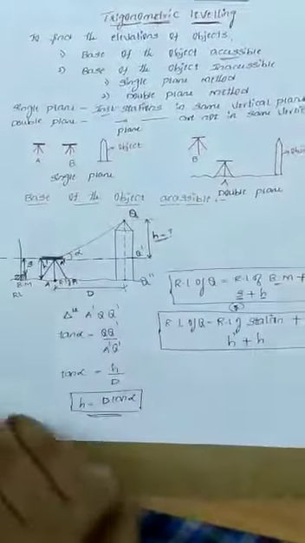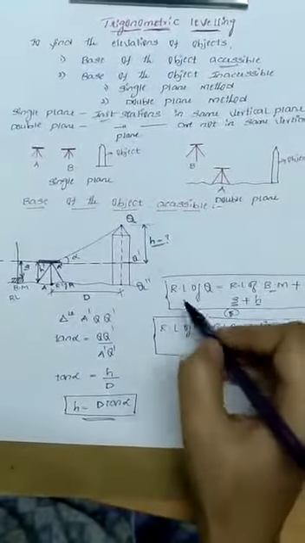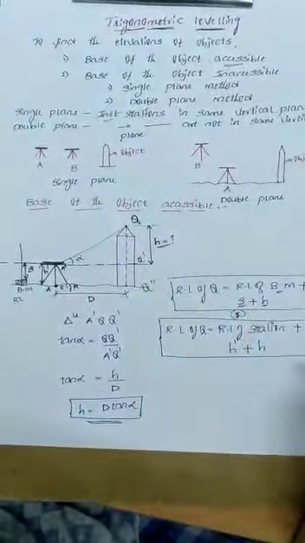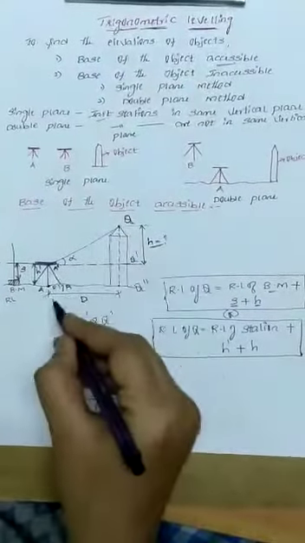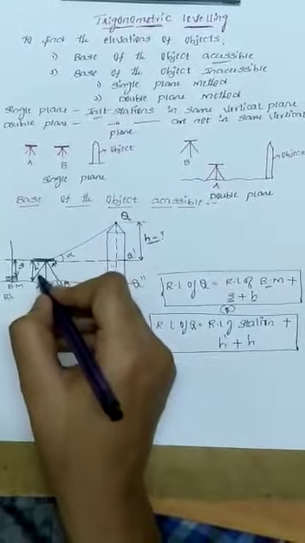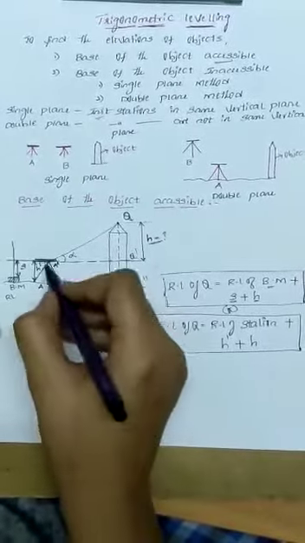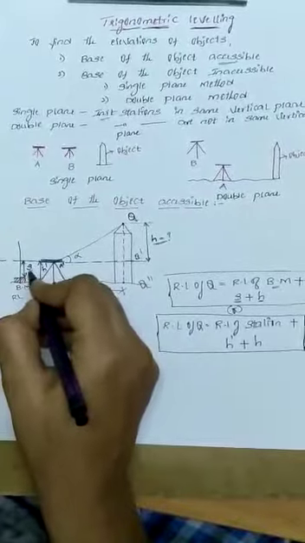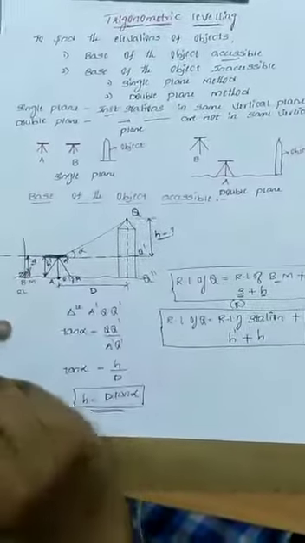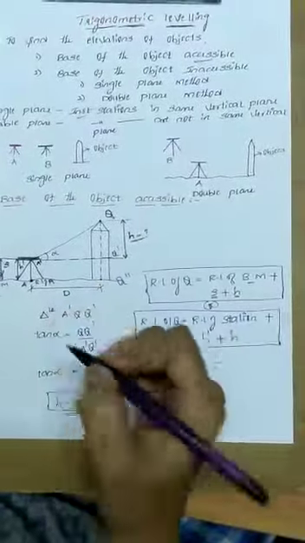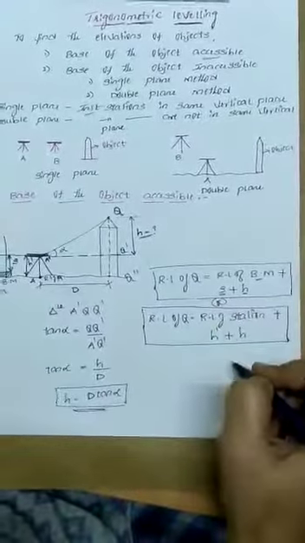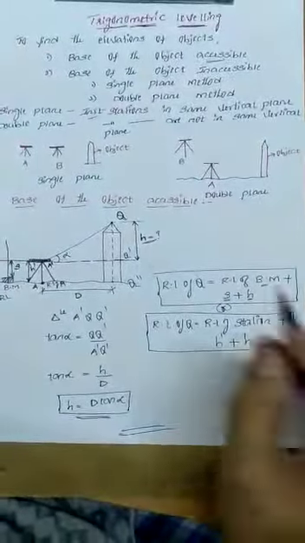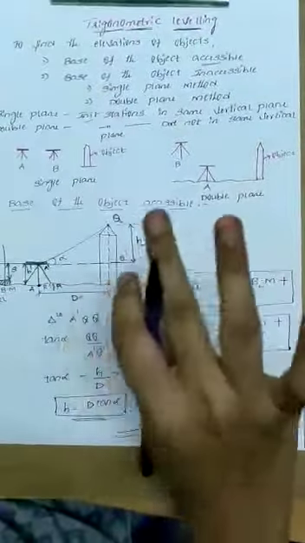Derive an expression to calculate the height as well as the elevation of an object when the base of the object is accessible. You need to draw this figure and explain what each term indicates: what S indicates, what h dash indicates, and the h value and d value. Then you need to derive this formula. This is the derivation for when the base of the object is accessible.